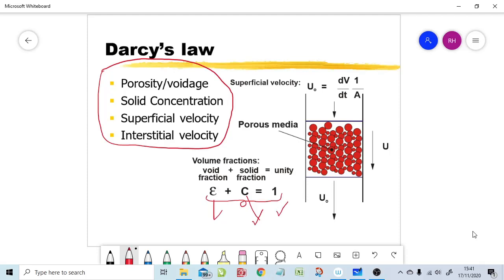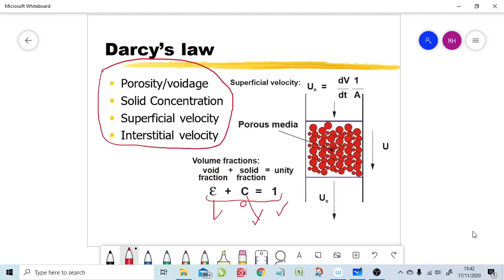Okay, so that's our porous, should really be porous medium. Media is a plural. So here is our porous medium. Okay, so that's the porosity and voidage. Readily interchangeable, just 1 minus C for voidage or 1 minus epsilon for solids concentration. Relatively simple to convert between the two.